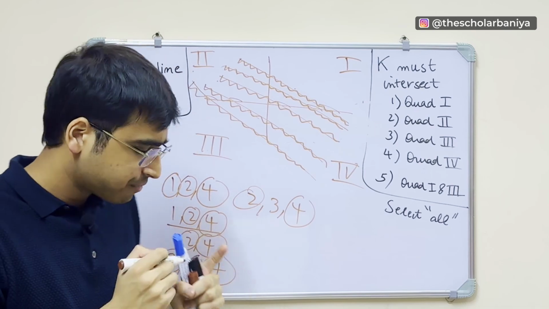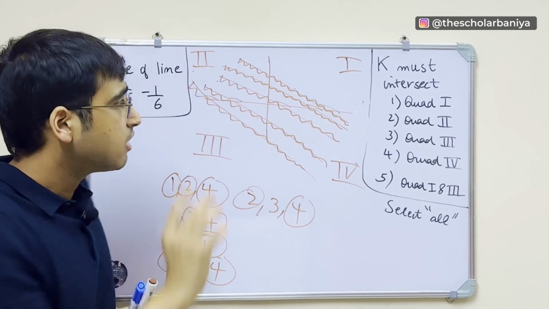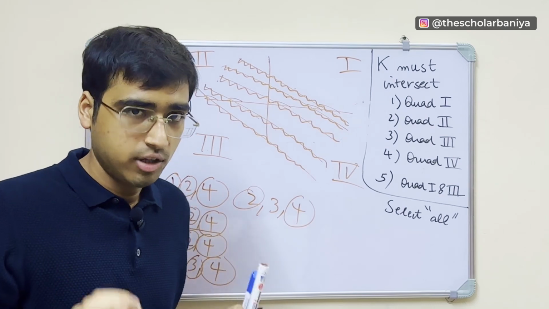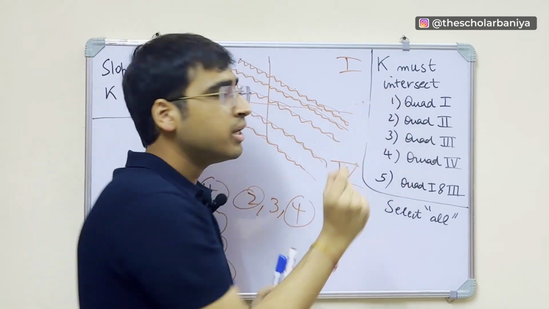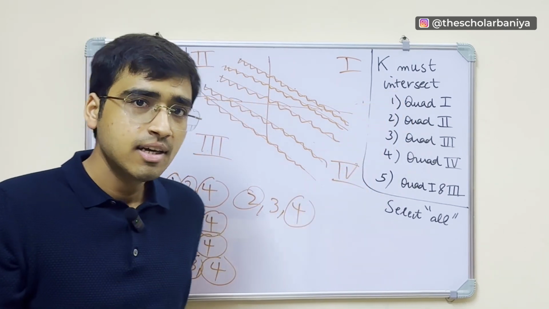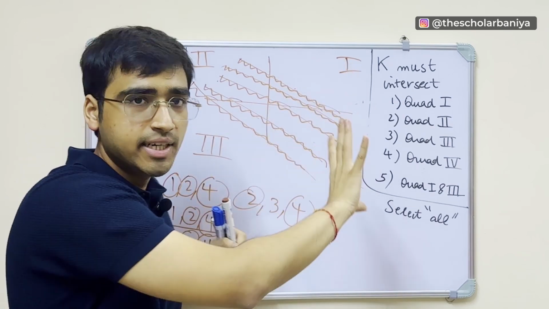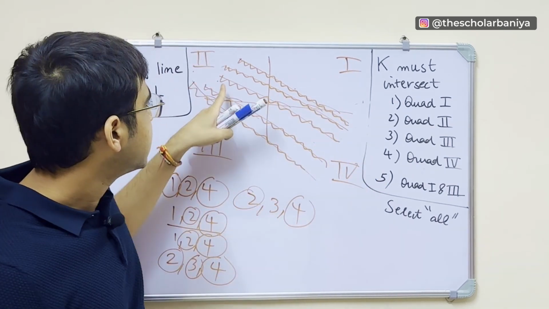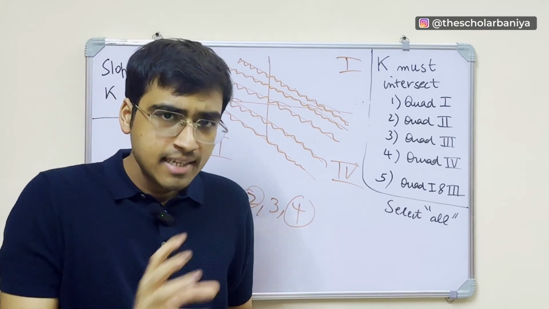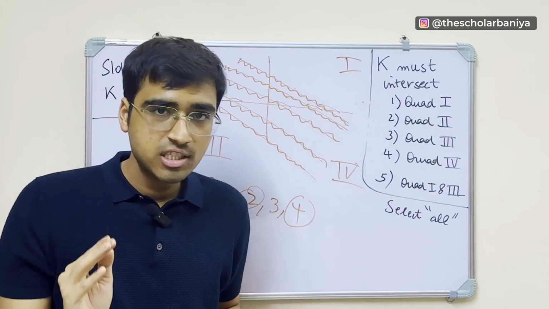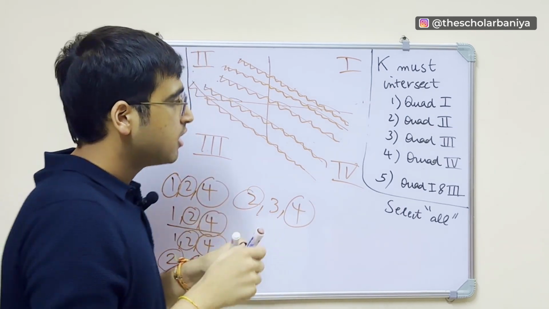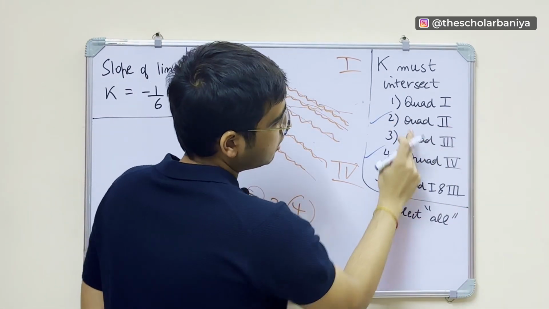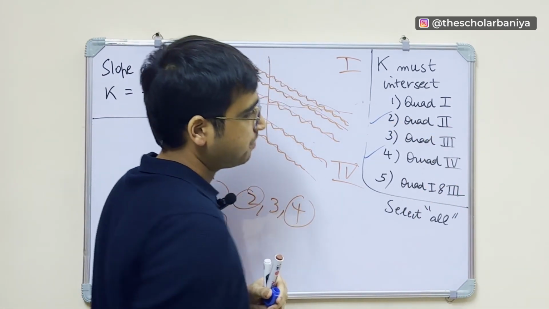So we were asked which quadrants the line K must intersect. Because the word must is here, irrespective of whichever case we take, that should always hold true. So what is the answer? The answer is the second and the fourth, because in any case you take, the line will always pass through the second and the fourth quadrant. So the answer becomes the option with quadrant 2 and quadrant 4.